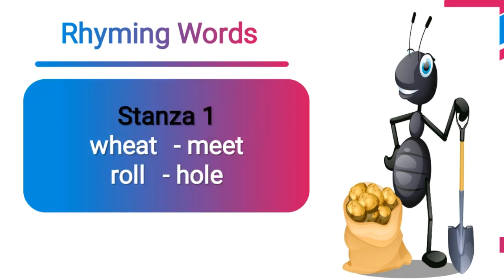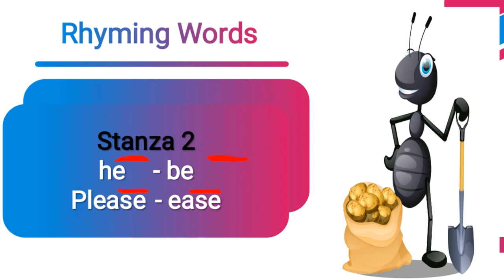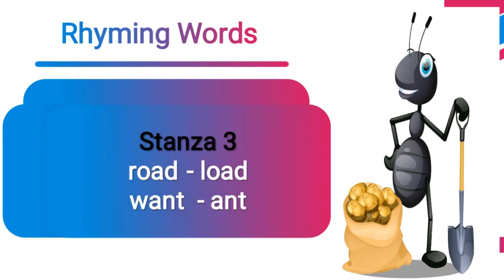So the first stanza: wheat, meat, eat. Second one: roll, hole. You know what a rhyming word is, isn't it? It ends with the same sound. Wheat, eat, meat. Then move on to the second stanza: he, be, it ends with the same sound. Then please, ease, same sound, isn't it children? Then stanza 3 has the rhyming words road, load, ode.